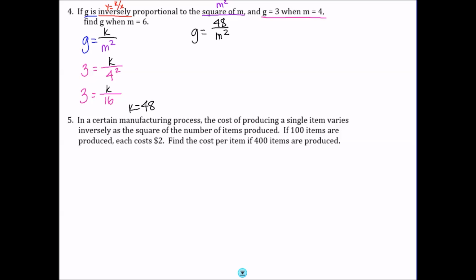Then we can go on to the last phrase. It says find g when m equals 6. So we want to plug in 6 for m. And then we can just type this in our calculator. 48 divided by 6 squared gives us 4/3. So g equals 4/3.